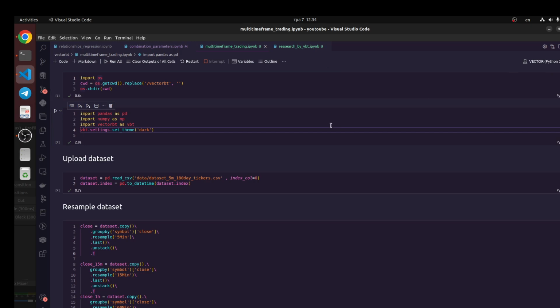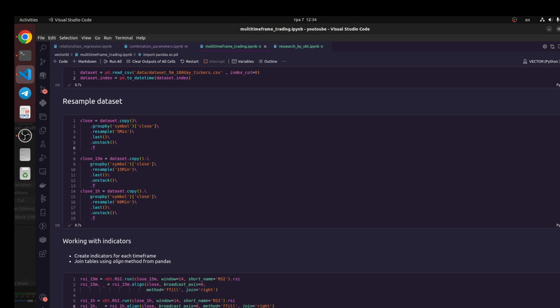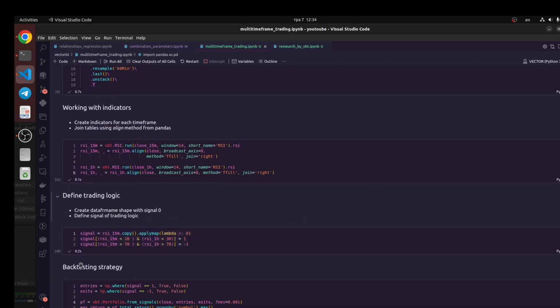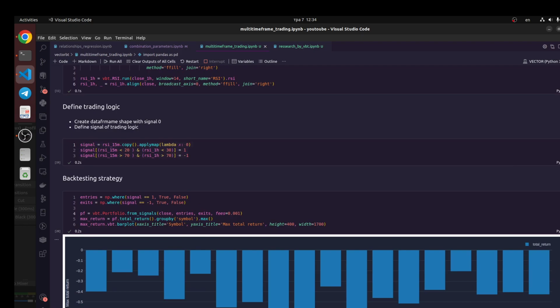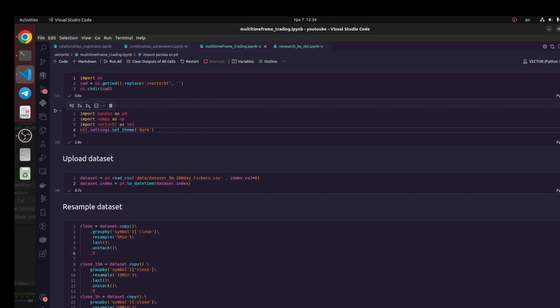We're going to split our logic into several parts: upload dataset, resample dataset, create indicators, define trading logic, and backtest the strategy. This is very simple, but you need to understand how to do it. Okay, so we define our directory, and next we import our libraries. I'm going to use the dark theme, it's very nice for me. I'm going to upload the dataset from a CSV file, but you could upload data from Binance, for example.